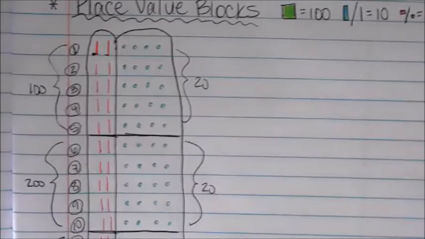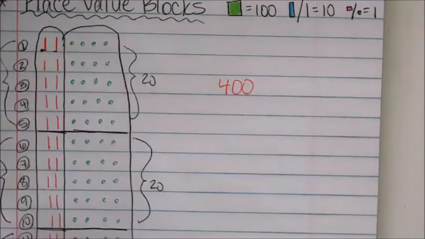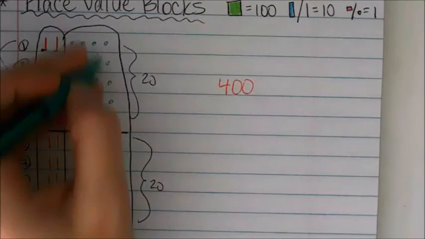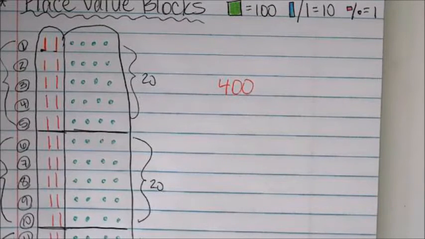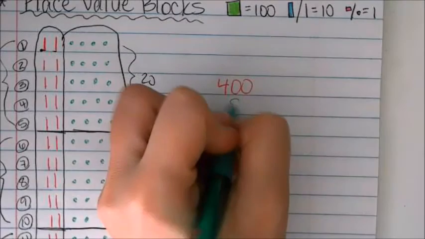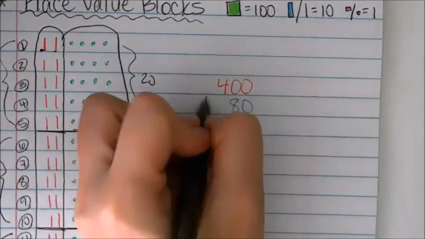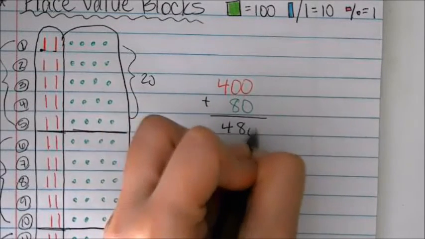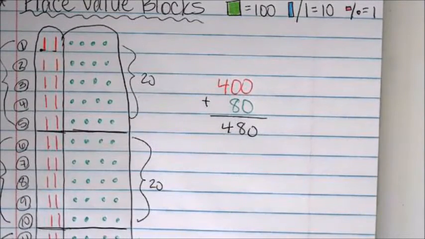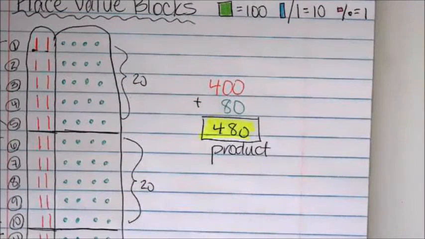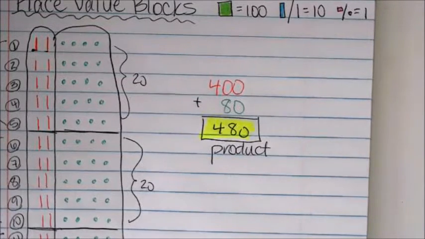Now what I need to do is add up all of these partial product amounts. When I put together all of the tens, I found out that I had 400. And when I put together all of these ones, I found out that I had 80. So I'm going to put those two partial products together. And 24 times 20 is 480. So if you have difficulty solving this problem in the algorithmic way, showing place value blocks can be very helpful so that you have a visual.